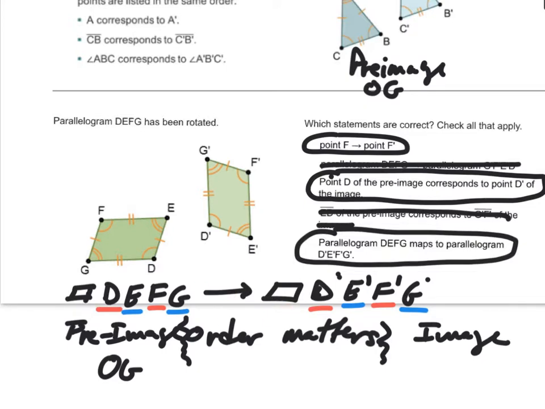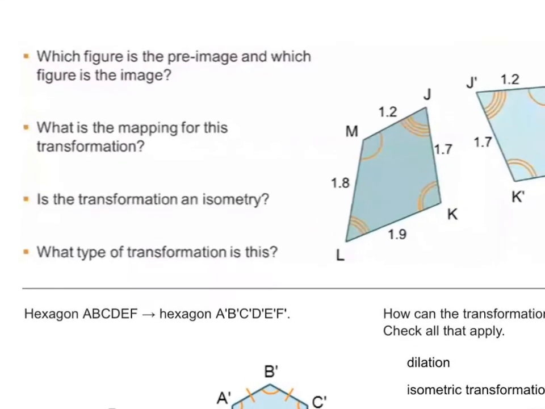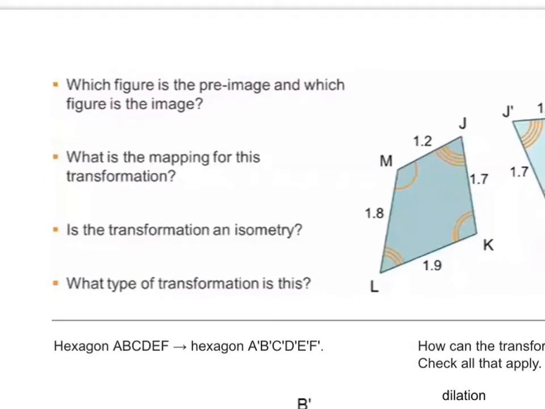Okay, let's move on. On the next page it says, which figure is the preimage and which figure is the image? So the preimage is always the one that doesn't have the prime symbols. So what I would say is quadrilateral JKLM. So JKLM is the preimage.